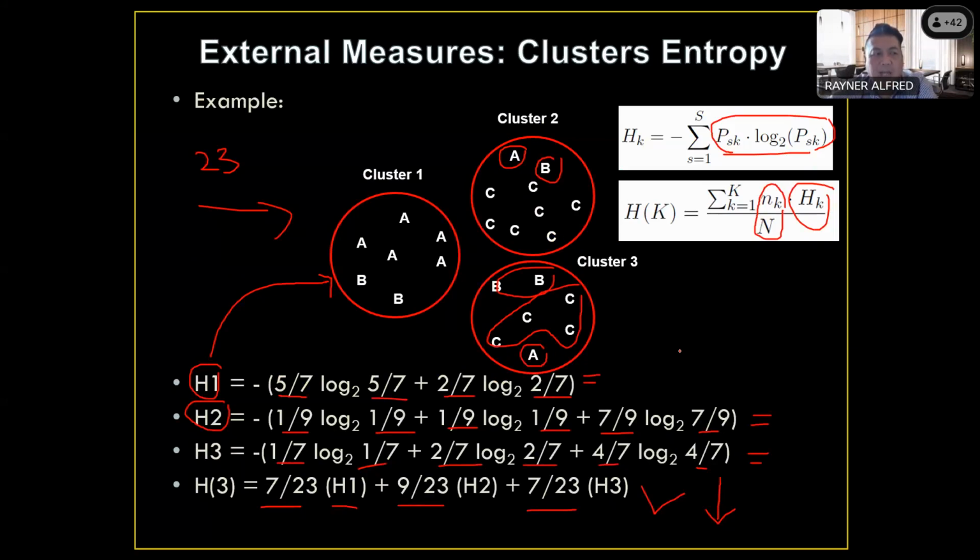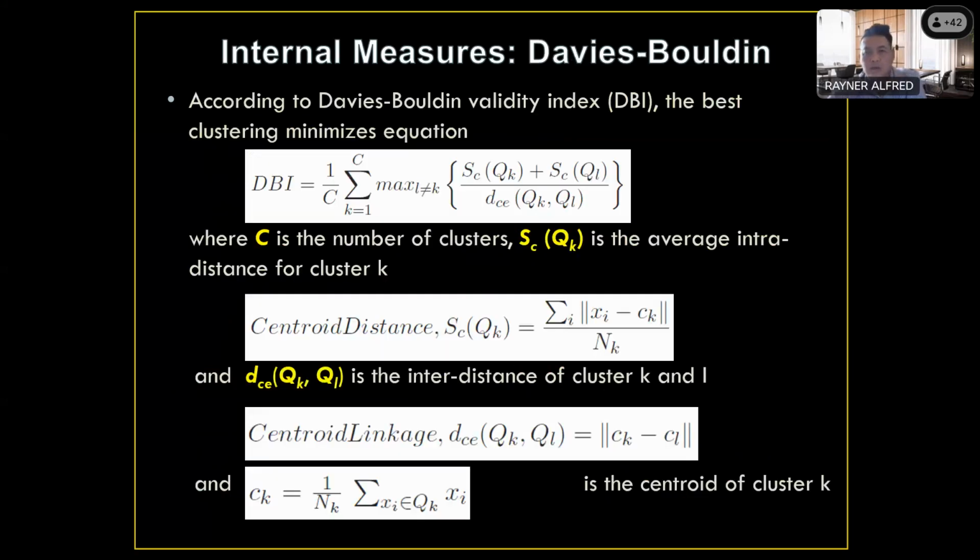So this is the external index. They are looking at the label of the item. So now we are looking at the structure. So the structure here is the internal measure. Okay, now we look at the Davies-Bouldin.